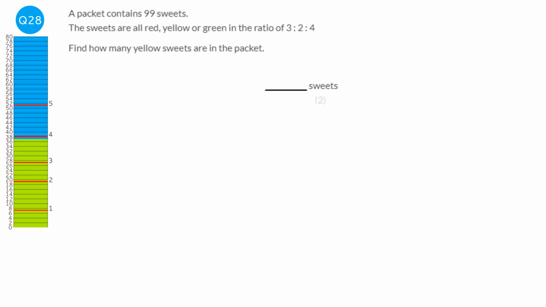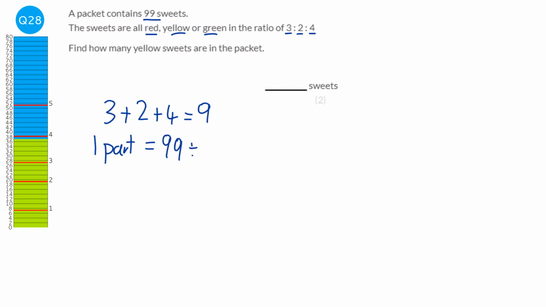290.4. So we've got to first of all work out how many parts there are altogether. So we're told that the ratio of red, yellow and green is 3 to 2 to 4. So to work out how many parts there are altogether, we do 3 plus 2 plus 4, which is 9 parts. So there's 9 equal piles of sweets. Okay, but to work out what one part or one pile of sweets is worth, we're going to get the 99 sweets and divide it by the amount of piles, and that's going to be 11. So one part is worth 11 sweets.